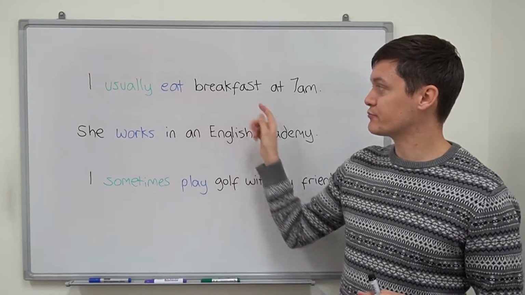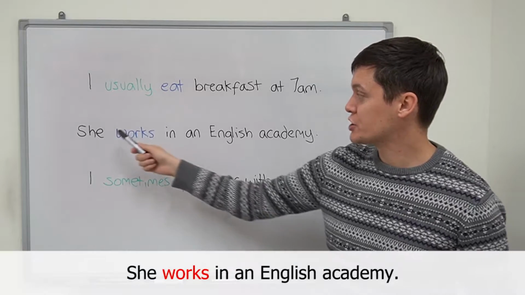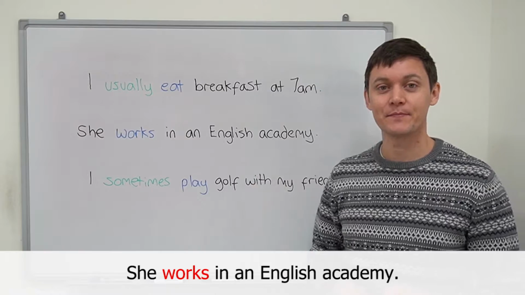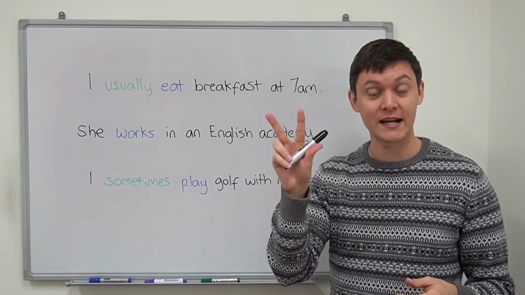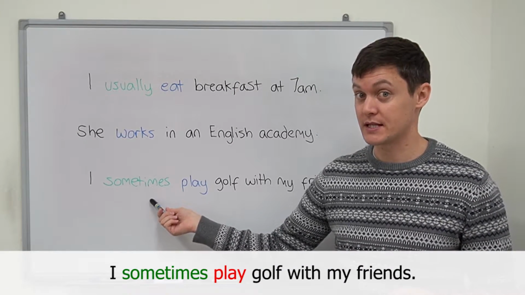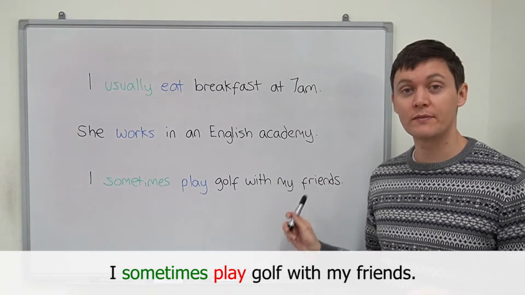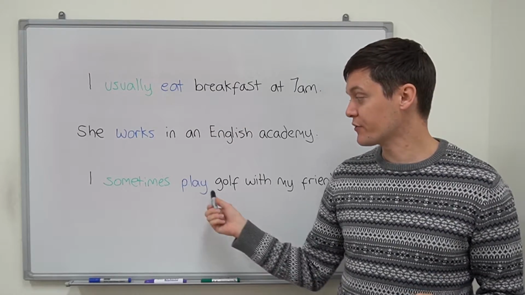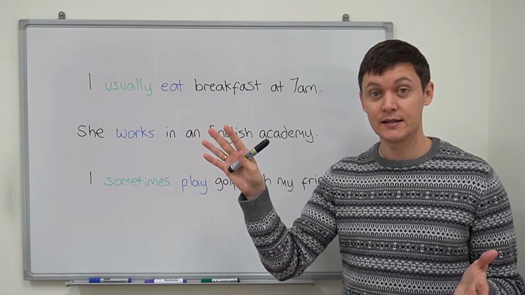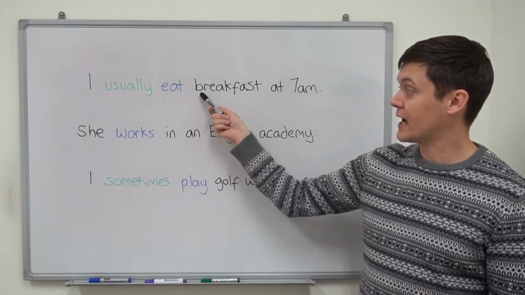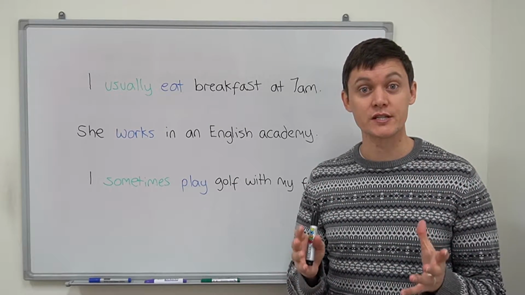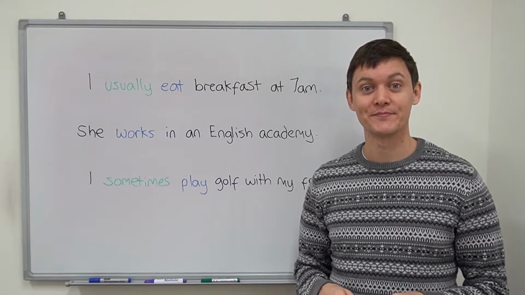I usually eat breakfast at 7 a.m. The next one, she works, don't forget the S, in an English academy. That's work. In the 3 categories, that's work. The final one, I sometimes, 50% of the time, play golf with my friends. I sometimes play golf with my friends. Which of the 3 categories is that? It's hobbies. So habits, work, and hobbies, these are repeated actions, which is the first use for the present simple.